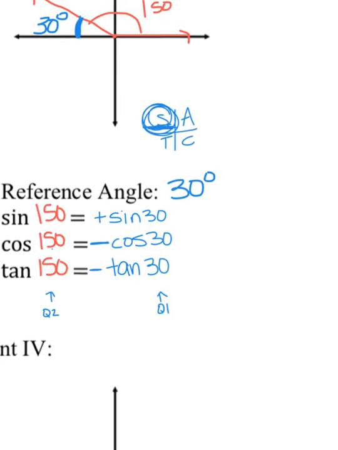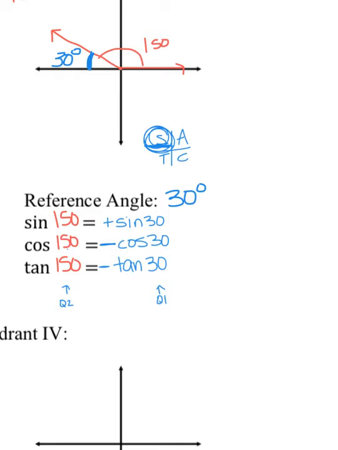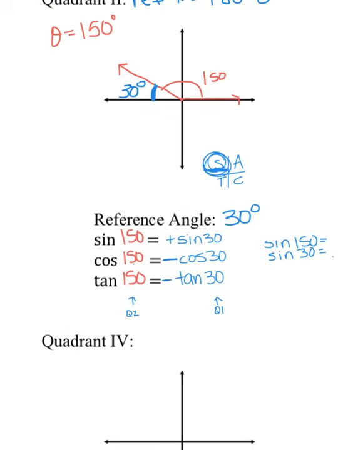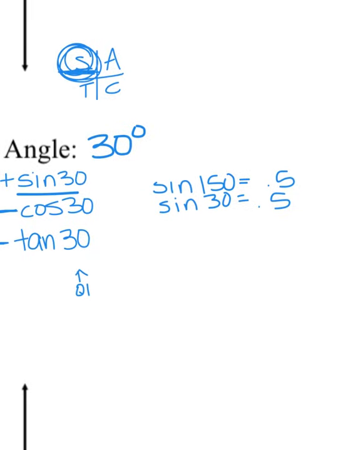Now what you can do in your calculator, if it makes more sense to you in the calculator, remember you have to be in degree mode, okay? If you were to type in sine of 150, you would get 0.5. If you were to type in sine of 30, you would get 0.5, right? Sine of 150 is the same thing as sine of 30. 0.5 is 0.5.